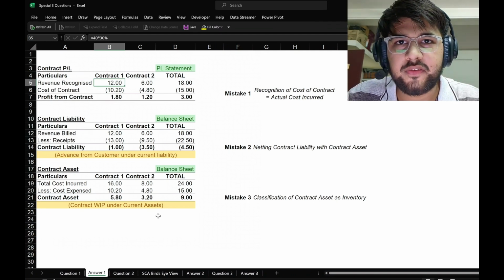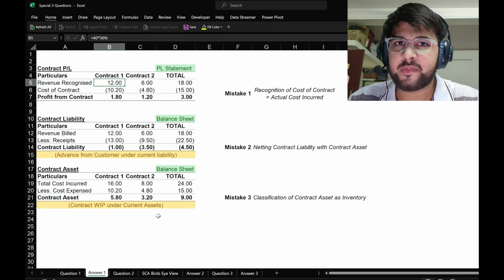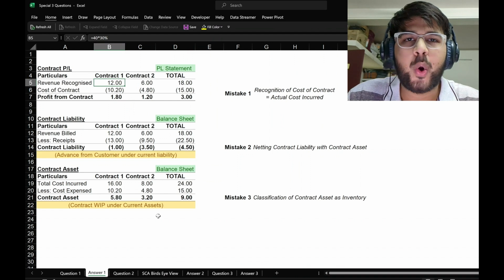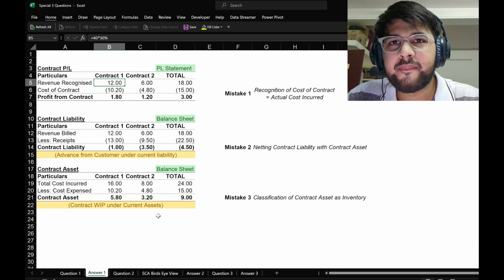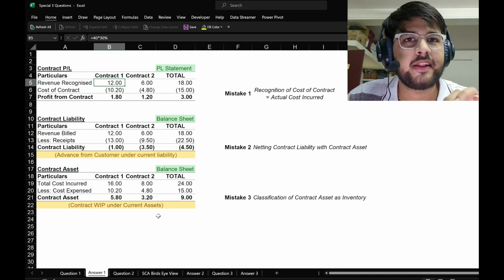So these are a few points that you can keep in mind when doing such a disclosure question. The first one is think of it as matching principle. Think of contract asset as something like inventory. Think of contract liabilities as just simple accounting entries, and that's it.